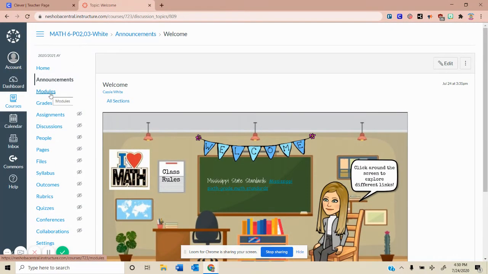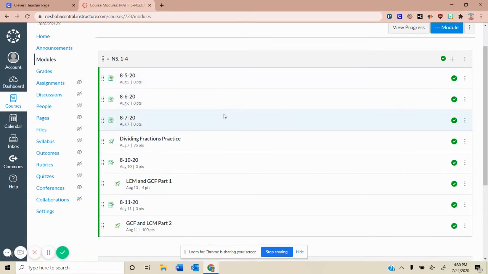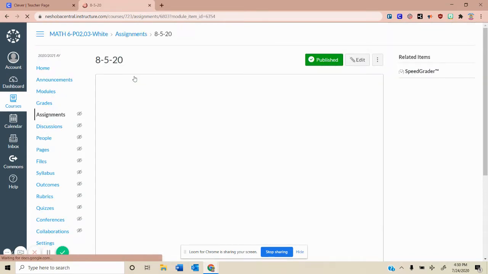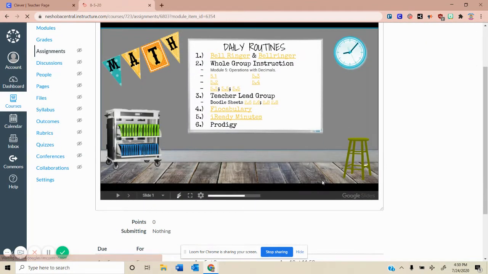So now let's take a second and look at modules. Now modules are like us preparing for a unit test, a big test. All right, so let's look at a module for a second. So this is everything that we have right now for module NS 1 through 4. This will be your first test on NS 1 through 4. So on August the 5th, when you click on August the 5th, it's going to show you our virtual classroom.